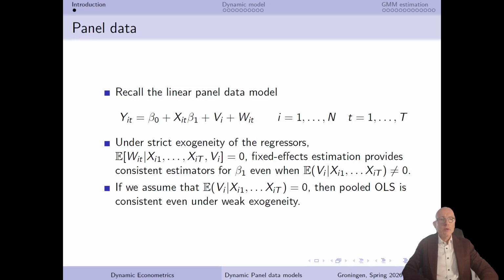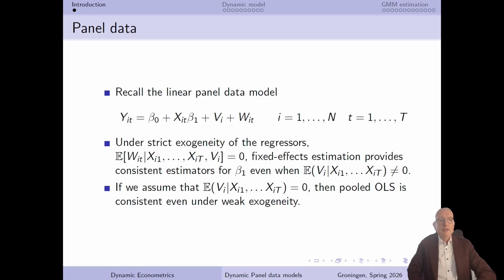In order to start these dynamic panel data models, let me first of all recall a couple of things that we already know from the previous videos. First of all, recall the linear panel data model, which has y_it at the left hand side, and at the right hand side we have beta 0 plus x_it beta 1 plus v_i plus w_it, where i is going to run from 1 till capital N and t is going to run from 1 till capital T.